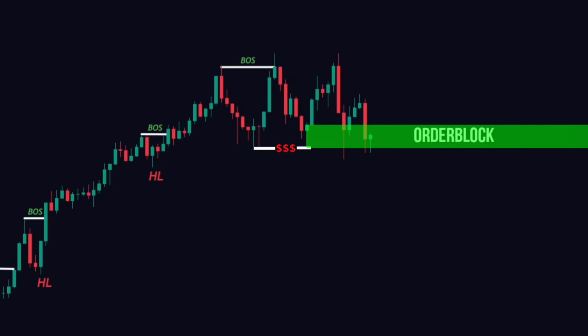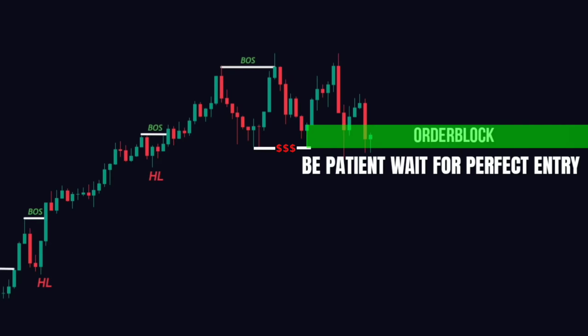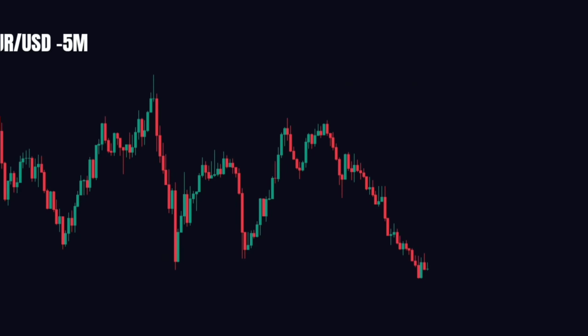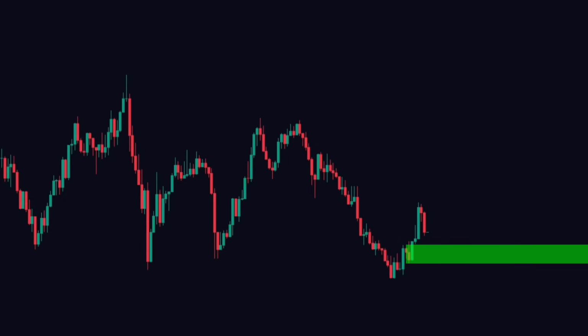But we're not rushing in. We're staying patient and waiting for the perfect entry. To fine-tune our trade, we drop down to the 5-minute time frame, and what do we see? A fresh order block forming. Now we wait for a change of character in the 5-minute time frame. It's the first sign of a shift in momentum. Now, once the price comes back for a retest of the order block area, that's our moment to strike. This is how smart traders play the game.